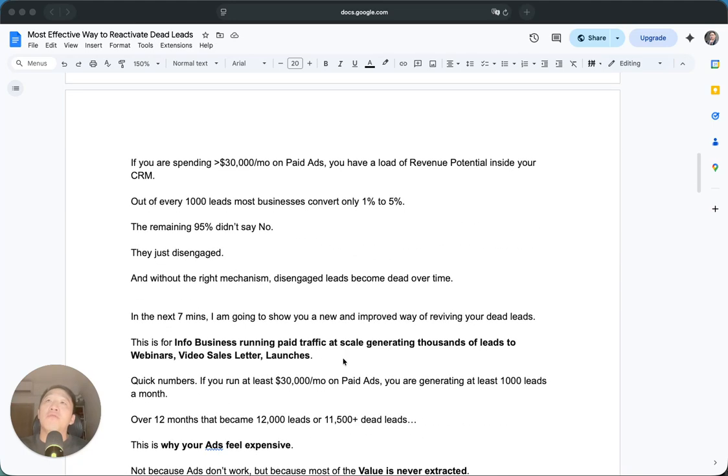If you are spending more than $30,000 per month on paid ads, you have a lot of revenue potential inside your CRM. Out of every 1,000 leads, most businesses only convert 1% to 5% of it. The remaining 95% didn't say no, they just disengage. And without the right mechanism, disengaged leads become dead over time.